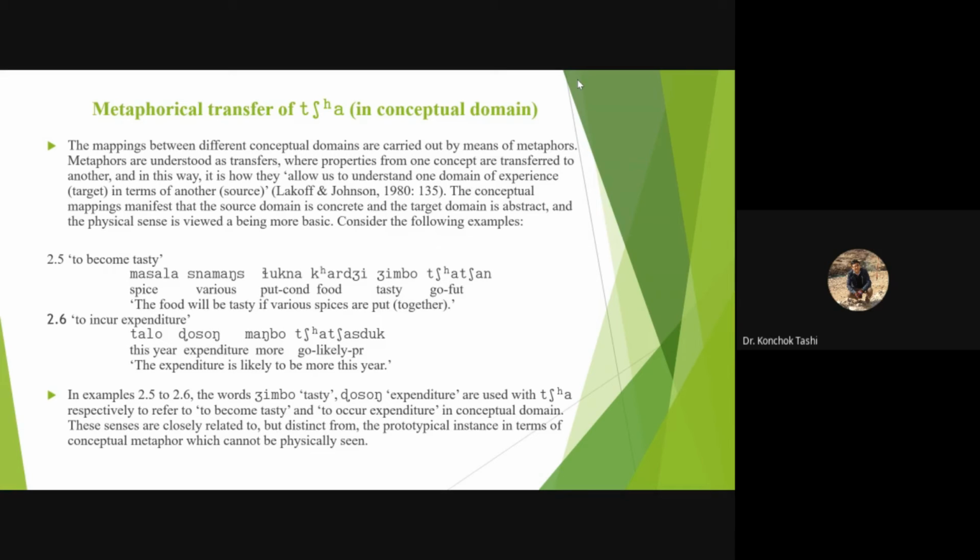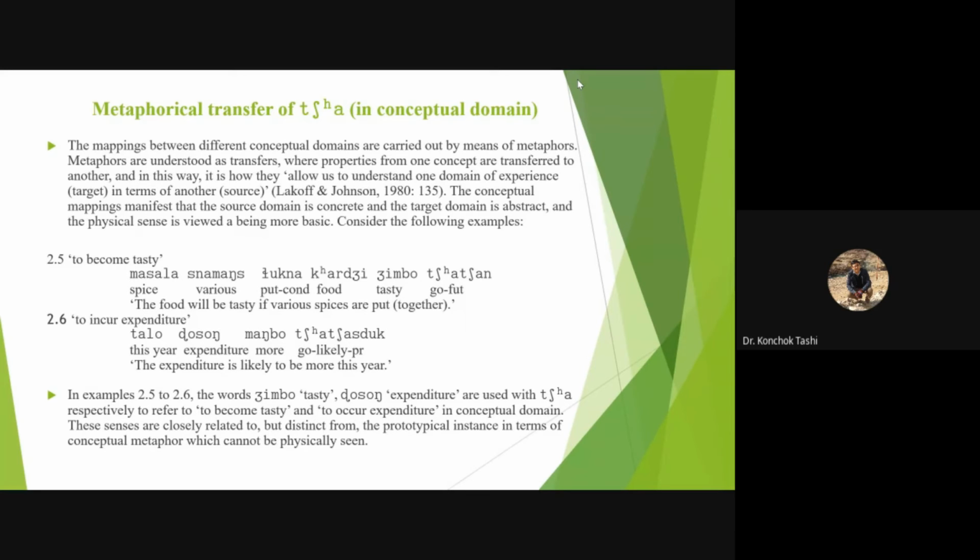It also refers to become tasty. For example, masala snama sugna kharji jimbo chachan. The food will be tasty if various spices are put together. And the second one is to incur expenditure. Talo dosung mangbo chachasdo. The expenditure is likely to be more this year.